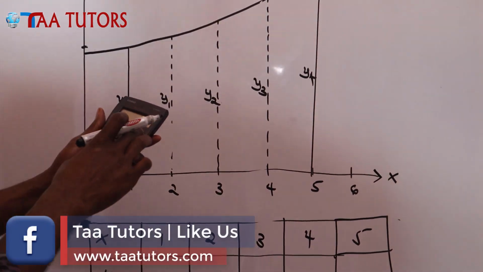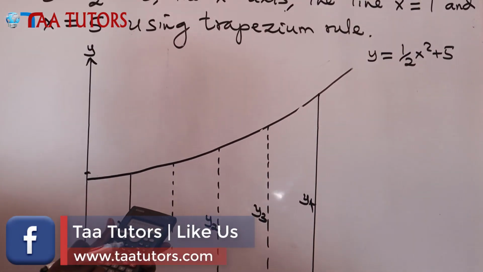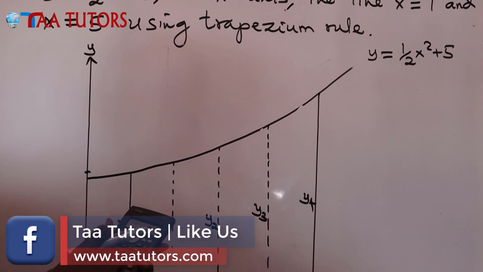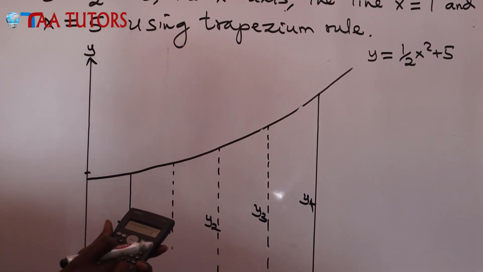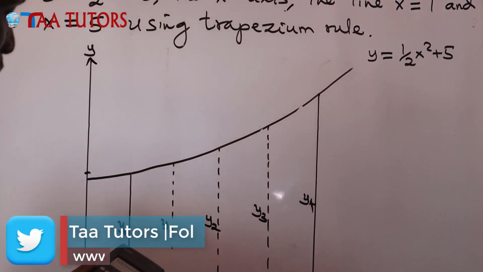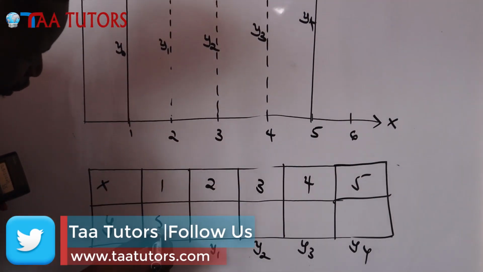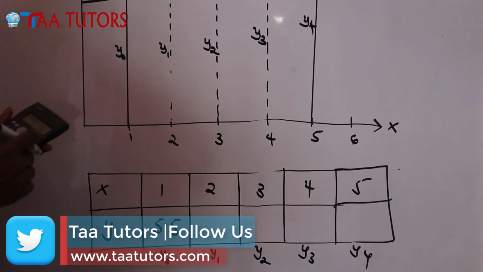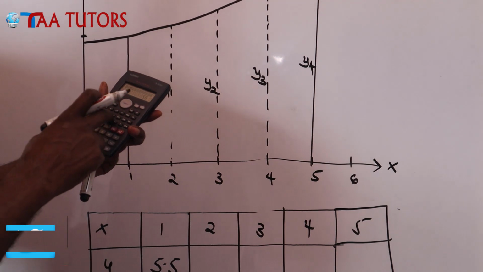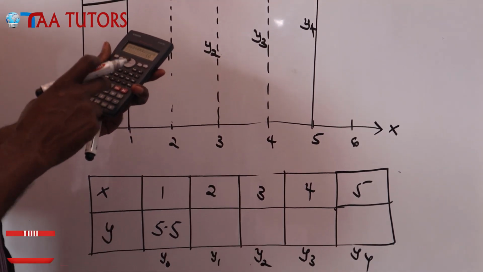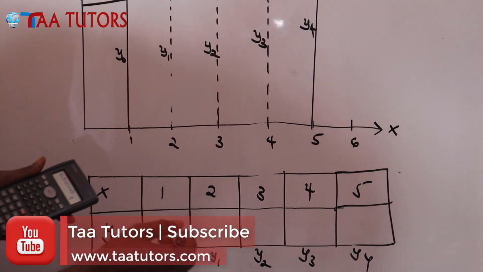When x is 1, what will be y? We'll say a half into 1 squared plus 5. That is 5.5. So this first y will be 5.5. What about if it is 2? That is 2 squared plus 5. It's going to be 7.0.